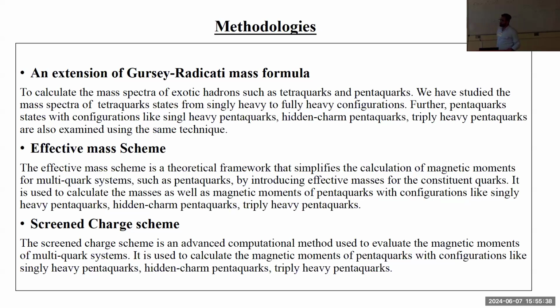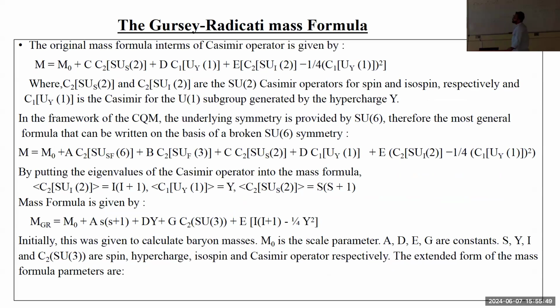For estimating the masses, I use an extension of the Gell-Mann-Okubo mass formula and the effective mass scheme. And to calculate the magnetic moment assignments, I use the effective mass and the screening charge scheme. The GMO mass formula was initially given for the baryons, so we extended this to calculate the masses of exotic hadrons like tetraquarks and pentaquarks.